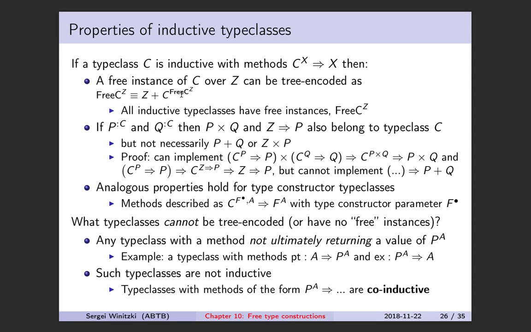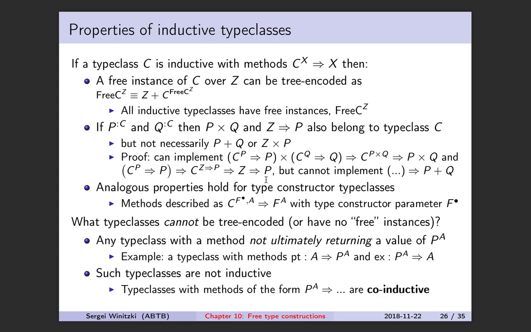The properties of inductive type classes are that all inductive type classes have a free instance defined like this. The product and the function giving you an inductive type class is again an instance of the same inductive type class, but this is not true for disjunction or a product with a constant type.